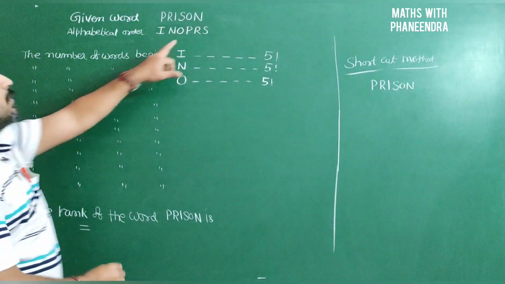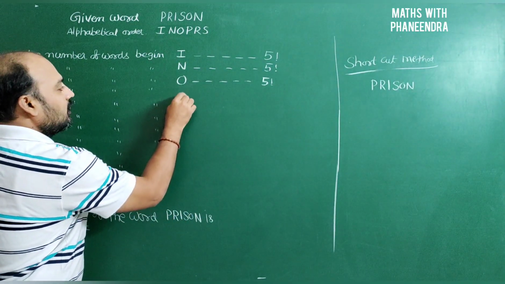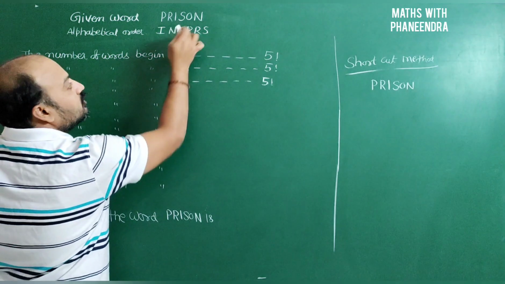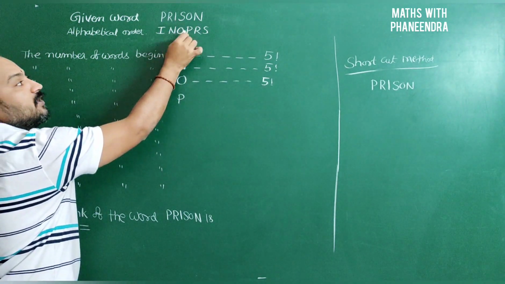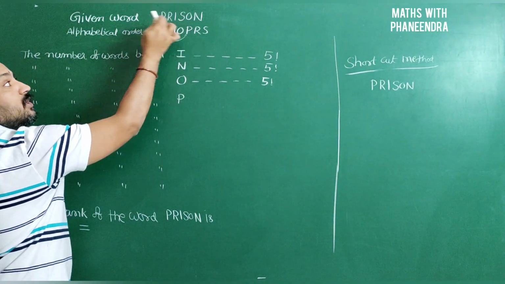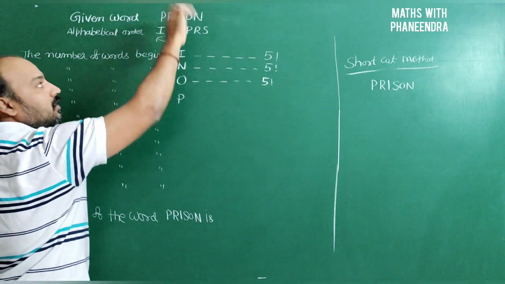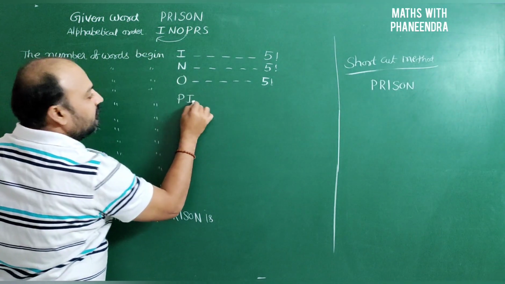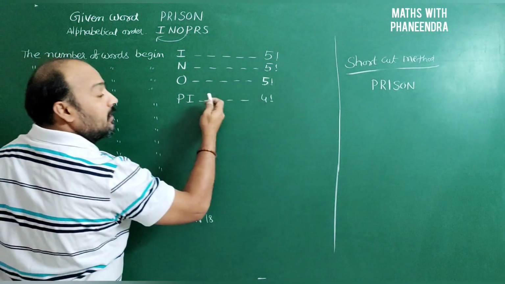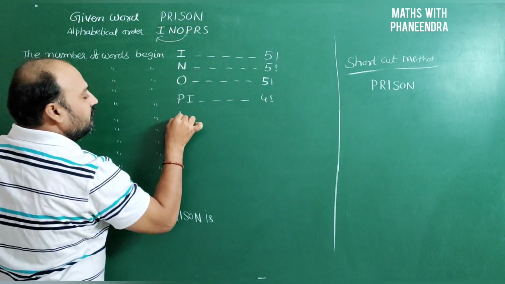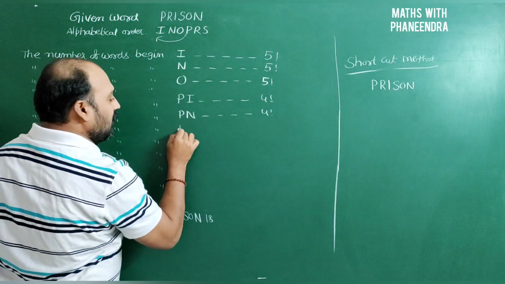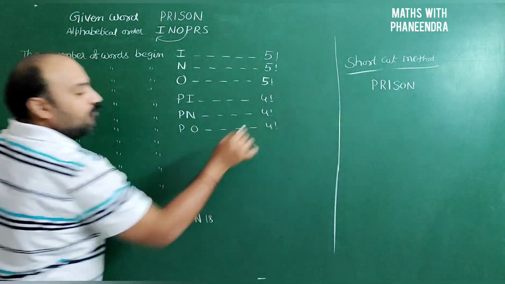So next, P. The number of words which begin with P, you can fix the P value. Why? Because P is there in the given word. Till you have to write PR. From the fixed letter, again you move forward and write the number of words which begin with PI, PN, PO till PR. So for PI, the remaining 4 places can be filled in 4 factorial ways. Next, PN, 4 factorial. PO, it can be done in 4 factorial.